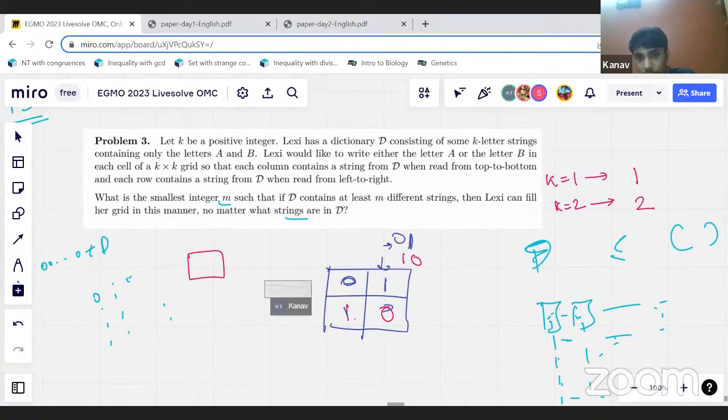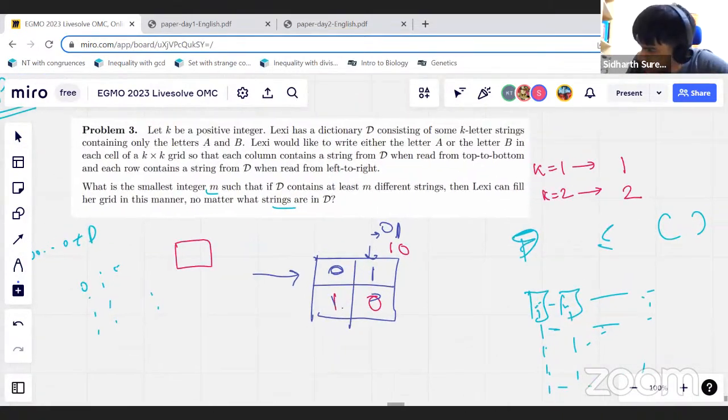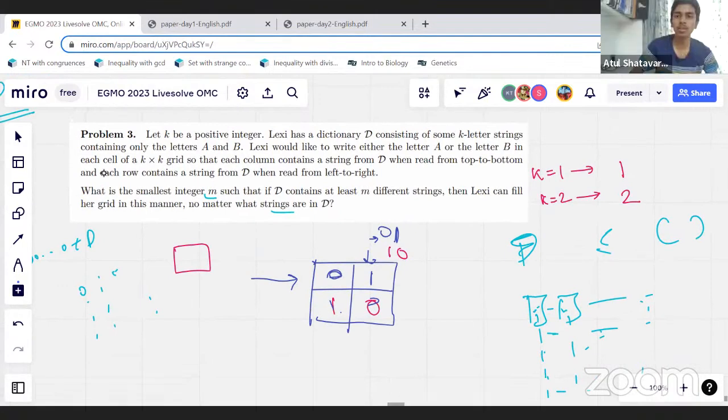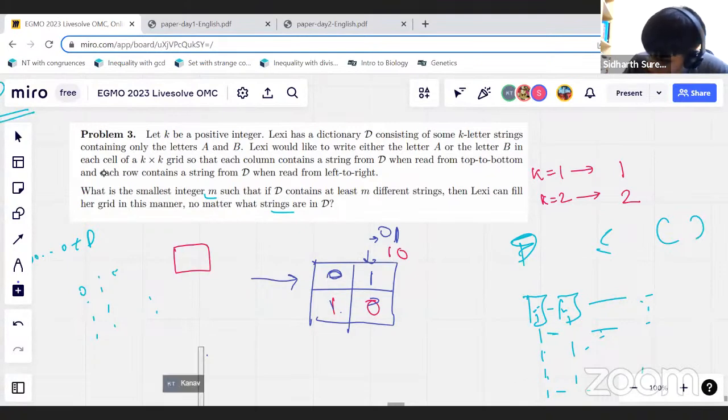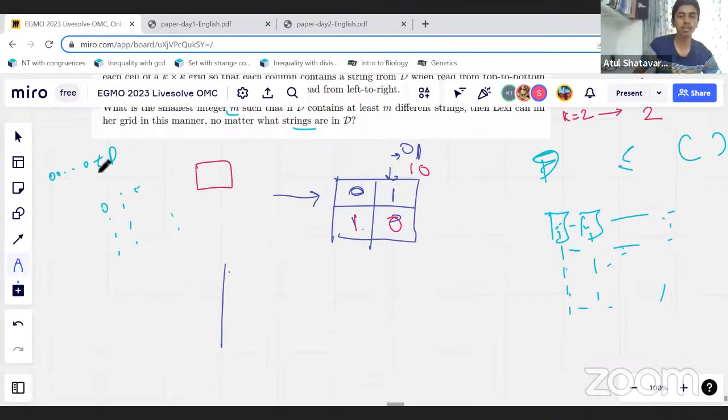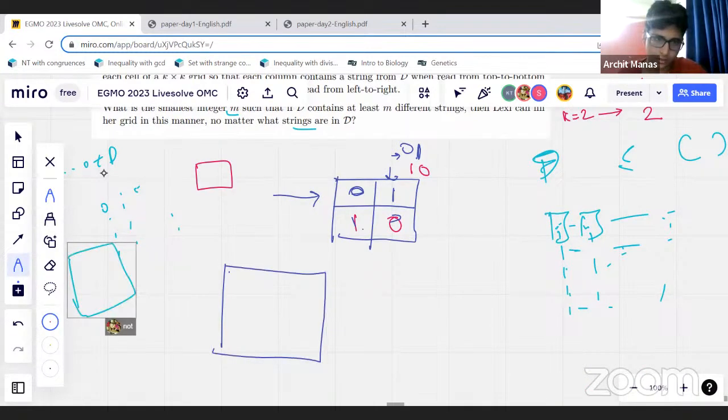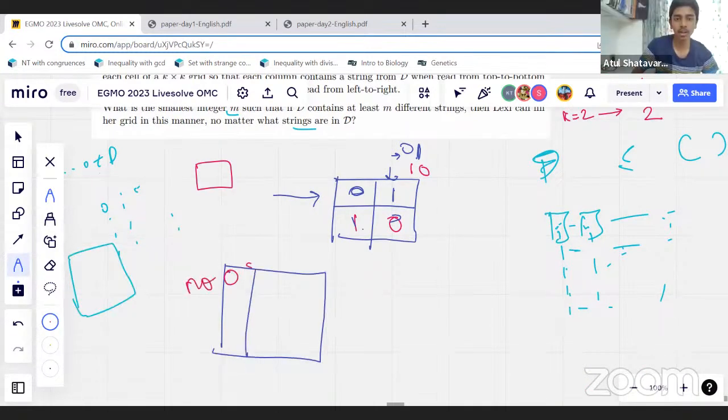Wait, and for K equals 2, it's like M equals 3? Or even, is it larger than that? M equals 2, no? You only have 00, 11. If you give 00, I can just fill with all zeros. Makes sense. And all ones also. Should we do 3 cross 3? What if I just tell you no 0 starting?